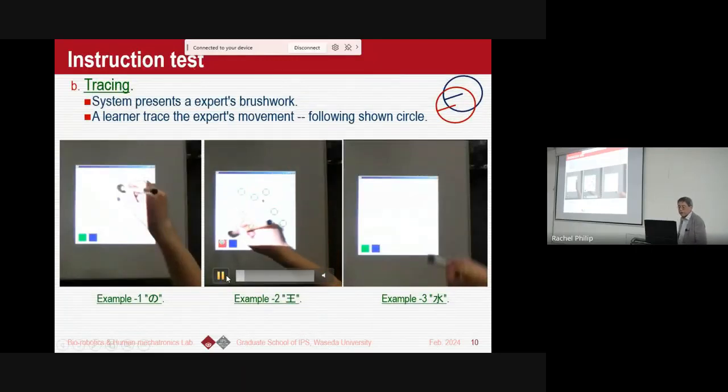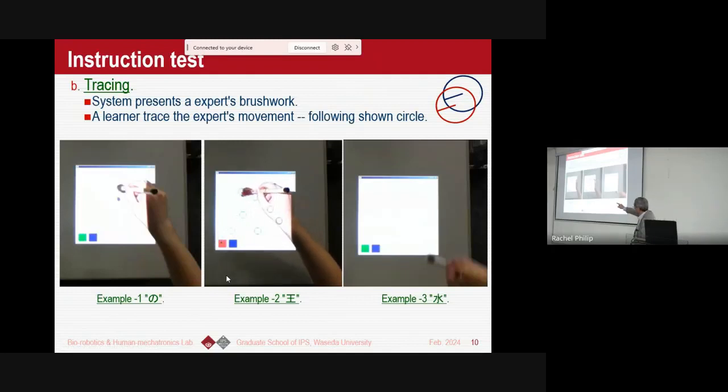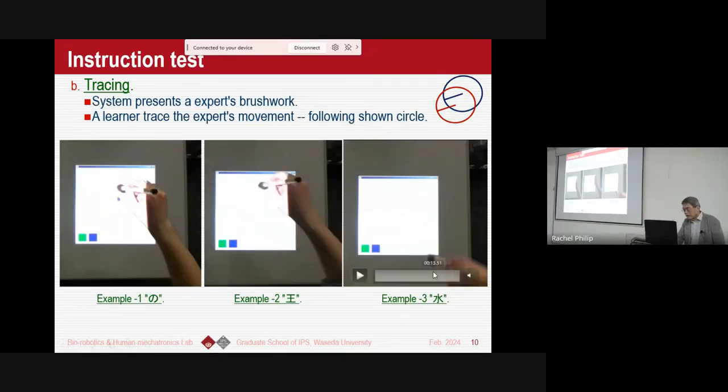Another example is another character like this. The red one is the tutor's stroke, and then the following, maybe it is difficult to see, but the learner's stroke is given in black like this.